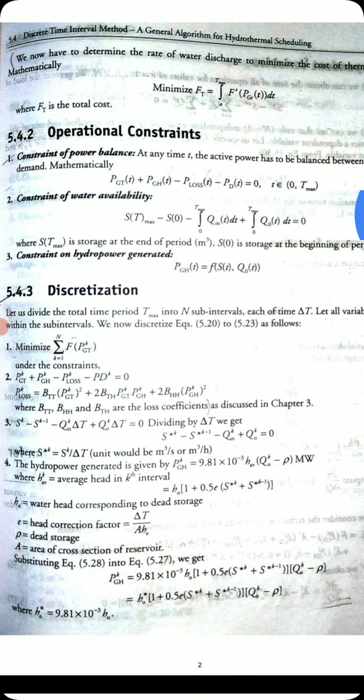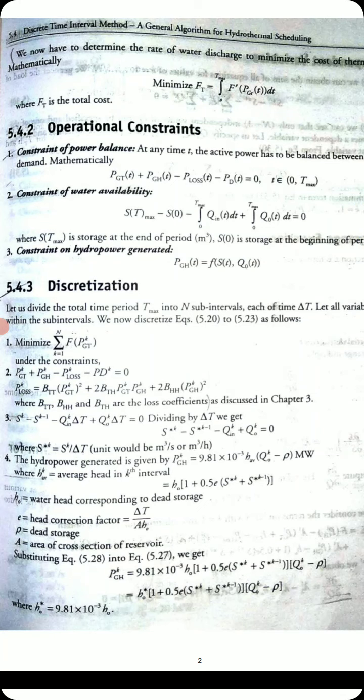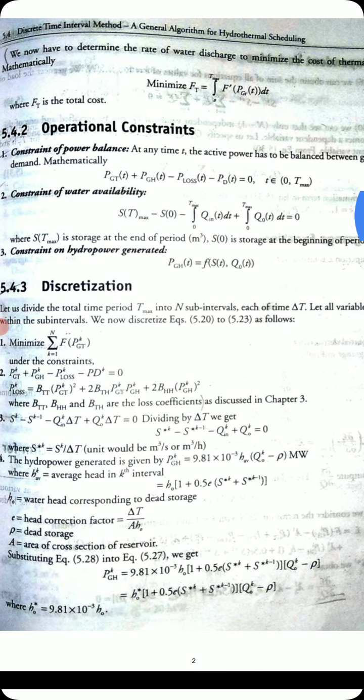Now we will go for discretization of the function. Let us divide the total time period T max into N number of intervals. Instead of continuous time, we are going to make it N intervals. Say if you have 1 hour, you make 20 intervals of 5 minutes each. So total T max is divided into N subintervals, and each is of time delta t. All the variables remain fixed within the subintervals.